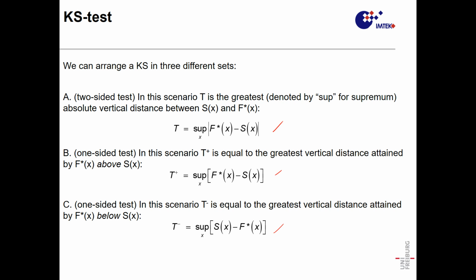So you will try to find this maximum distance between the empirical and the theoretical distribution. In the case that you are looking at both sides, you will have the absolute value of the difference. In the case that you are looking for the t that is positive, then you subtract the theoretical from the empirical. And the other way around, you subtract the empirical from the theoretical. This will depend on what you want to know.